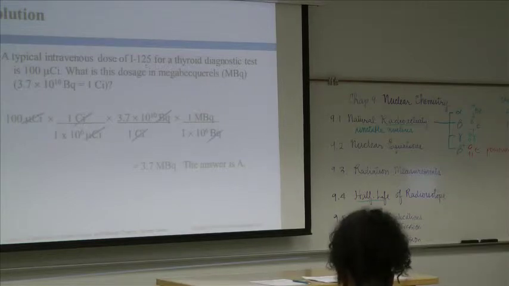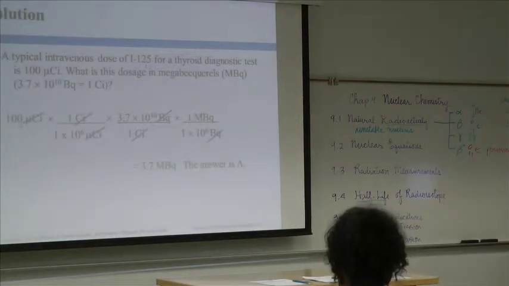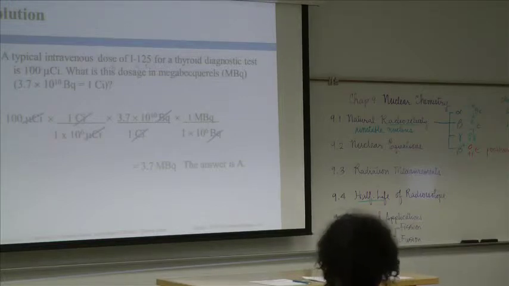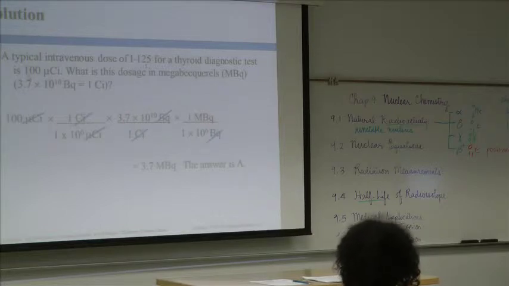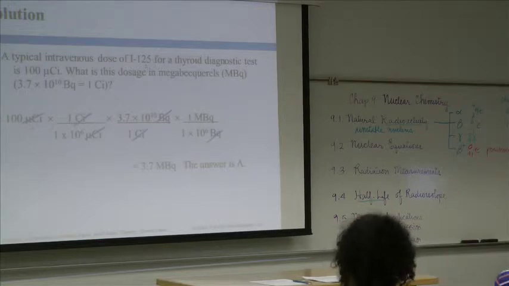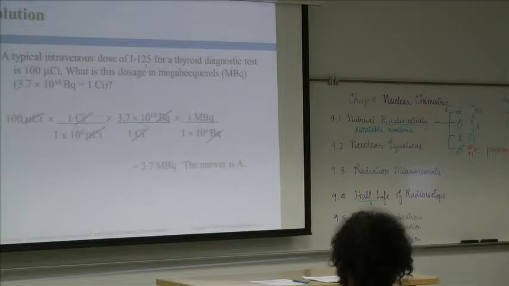By writing down first what is given, you're doing dimensional analysis. So a typical intravenous dose of I-125 is 100 microcurie. That's the given, right? So write the given down. And then you want to get rid of the microcurie. You know that micro is 10 to the minus 6, right? So you want to write down 1 curie over 10 to the 6 microcurie, so that they cancel. And then from our table, 1 curie is equal to 3.7 times 10 to the 10 becquerel.